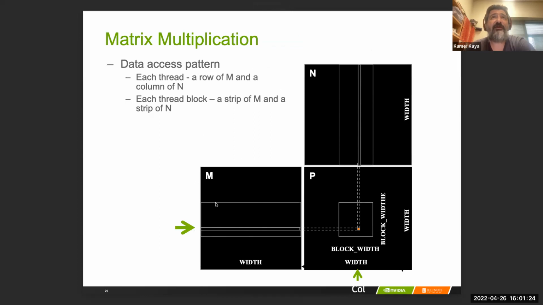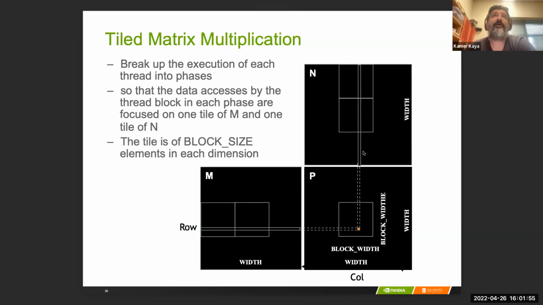What if I do this? I have a tile here, and I can have a tile here. I can do some partial multiplication, a partial dot product, and store the value here. If I do it like this, all the threads inside the block can do the same thing, so that's the beauty of it. These threads will all work on the same data at the same time. Then I will go to the next phase. The tile is of block size elements in each dimension.